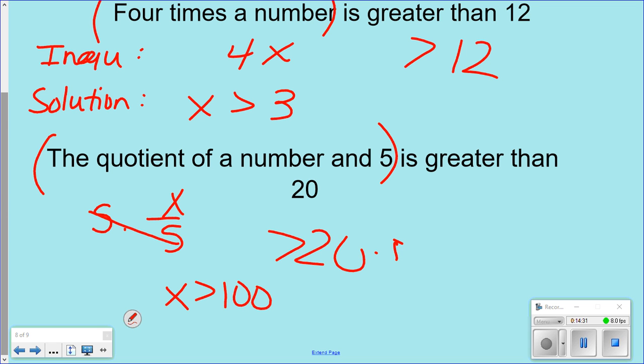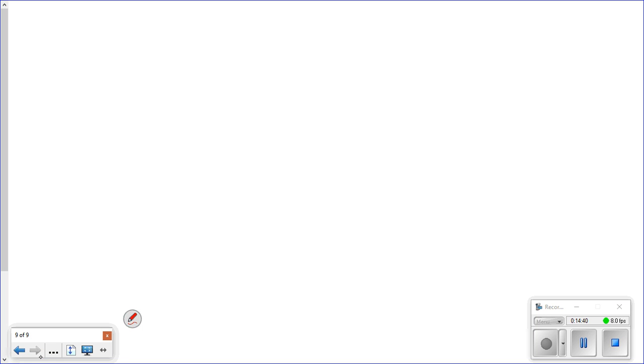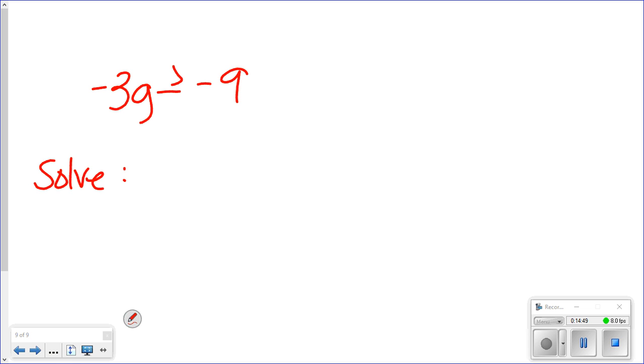All right, so what I'm going to have you do in your notebook, I'm going to give you a problem. I'm going to give you the inequality. I want you to solve it, and I want you to graph it. So here's an example. Do this in your notebook. I want you to solve, and I want you to graph.